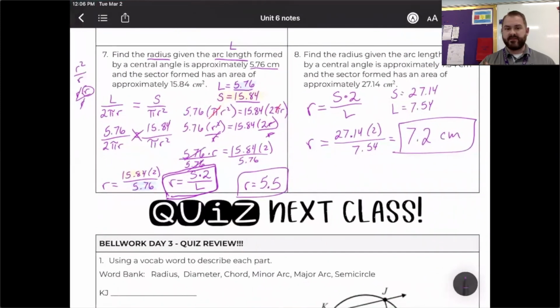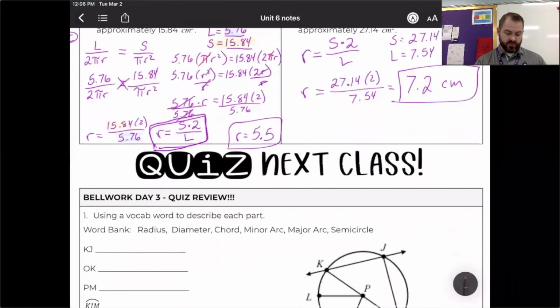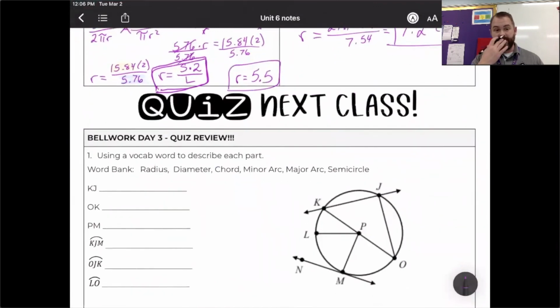Okay, so that finishes our notes for 6.2. After you've done this lesson in class, the next class there'll be a quiz. So before the 6.3 lesson, there'll be a quiz, but you will need to watch the next video as well before that class period just to make sure you're caught up. But this bell work will be your quiz review. Okay, so if you're watching this video before you get ready to take that quiz, make sure you've done the bell work for day 3 in your notes. That'll help you be prepared for the quiz.